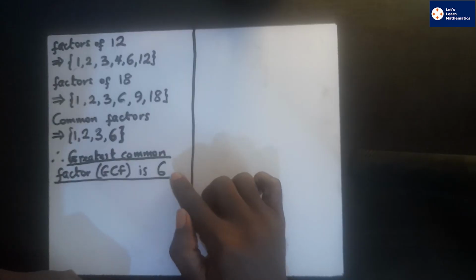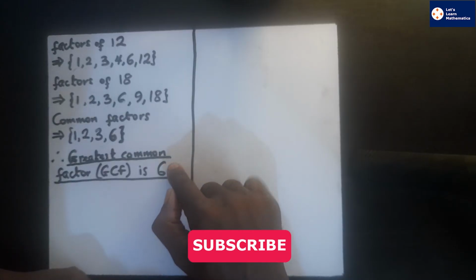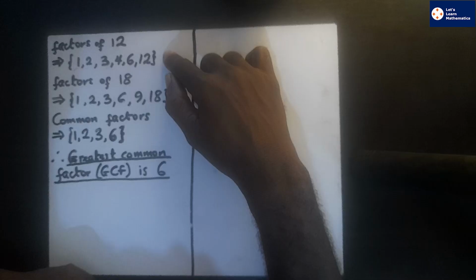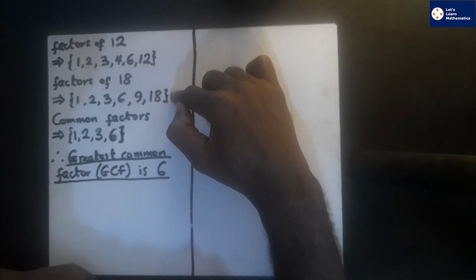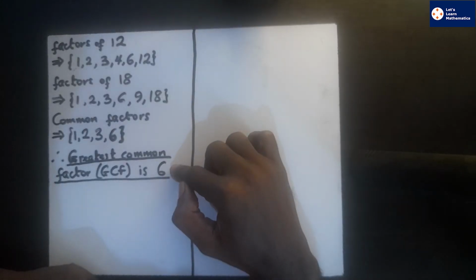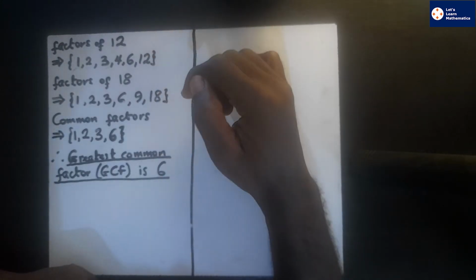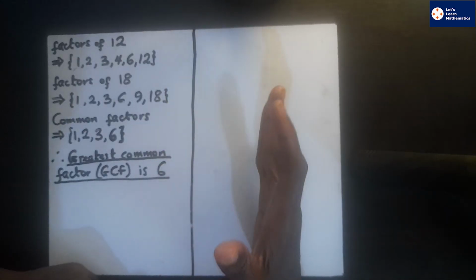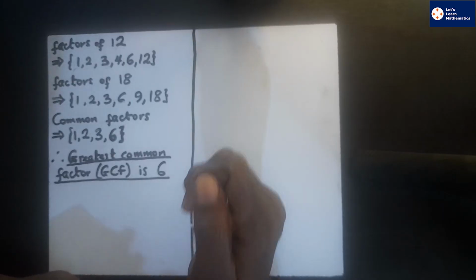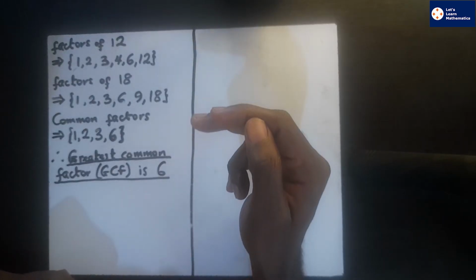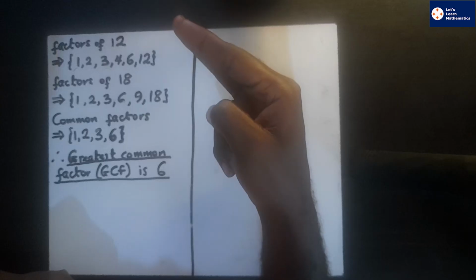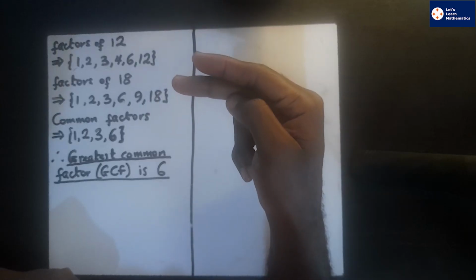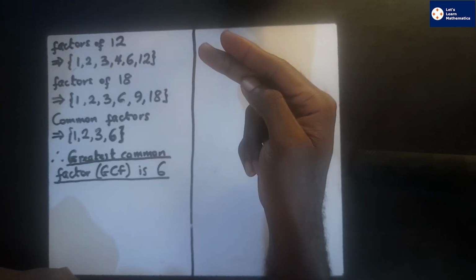What it implies is that this is the biggest number that can divide 12 and at the same time 18. So that is what the greatest common factor means: the biggest number or the biggest factor that can divide any two given numbers at the same time. That is what we mean by the greatest common factor.